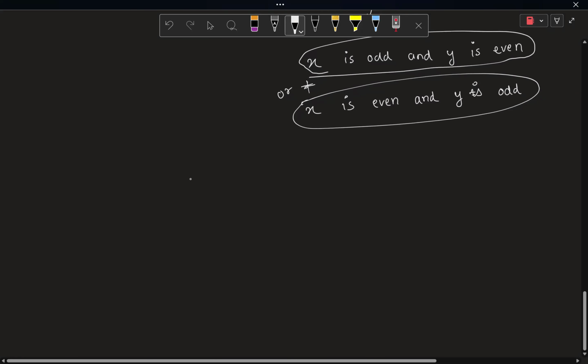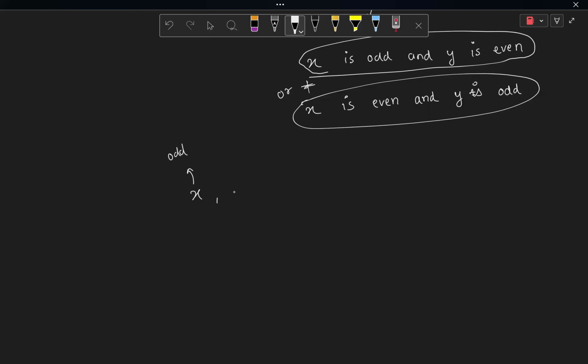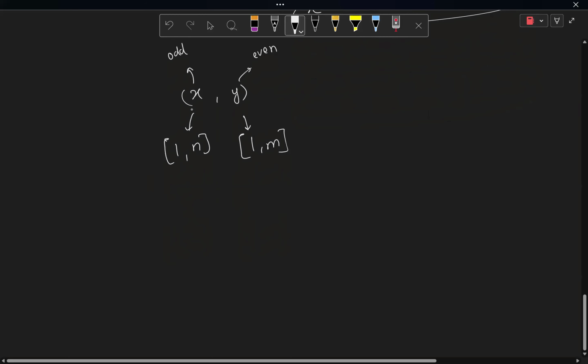So it is simple. How many possibilities are there for x, how many elements are there? How many possible odd numbers can x be equal to? And for y, just take this. For a pair x comma y, you want to find out the number of pairs where x is odd, y is even, and x is in the range from 1 to n, and y is in the range from 1 to m. How many odd elements are there in the first n natural numbers?